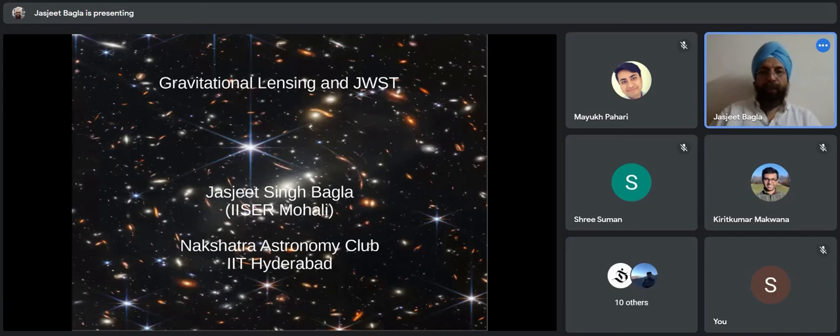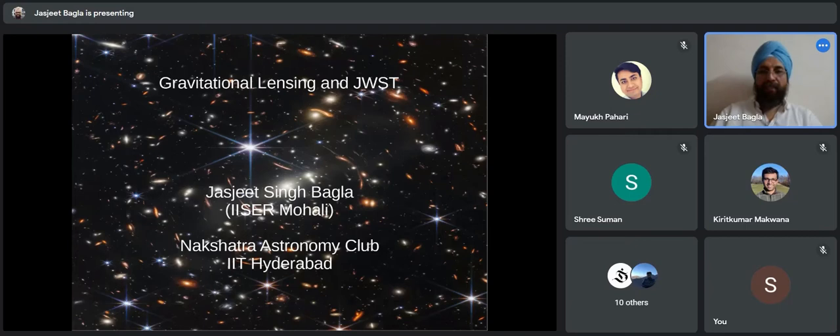So I don't think I'll be showing any more JWST pictures, but we will talk about different aspects of lensing and what some of our recent work implies for what JWST might see.